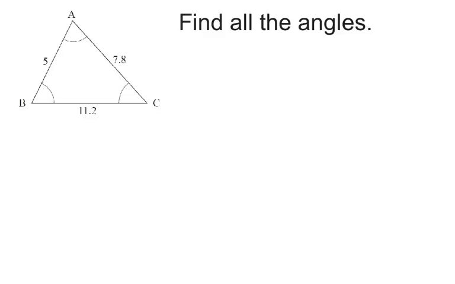In this example, we're going to look at a triangle where we have to find all the angles. First of all, we have to decide which rule we're going to use. Now, we're given 3 lengths and no angles, so we have to use the cosine rule to start with. And we're looking to find angles, so we're going to use this form of the cosine rule.